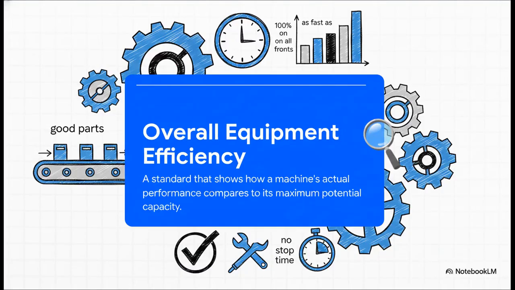So, the official definition is that OEE is a single metric that shows you just how close you are to what we call perfect production. And what does perfect actually mean? It means you're producing only good parts, as fast as humanly possible, with absolutely no stop time. You're hitting 100% on all fronts.